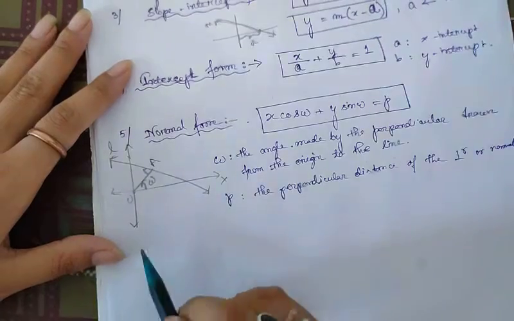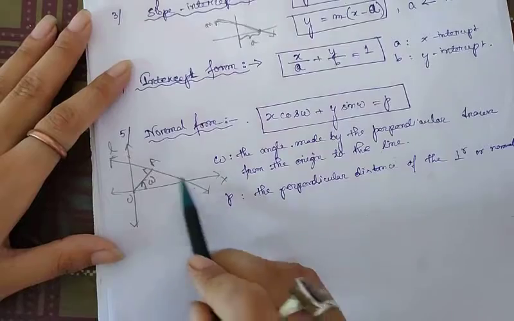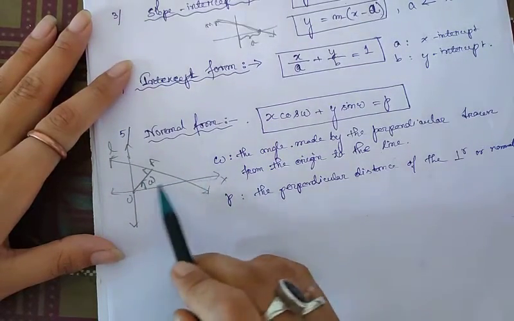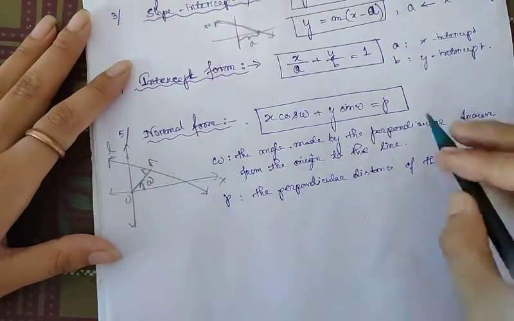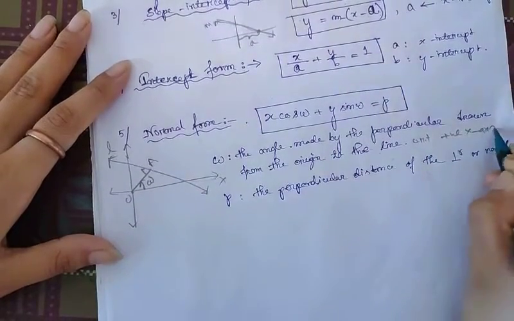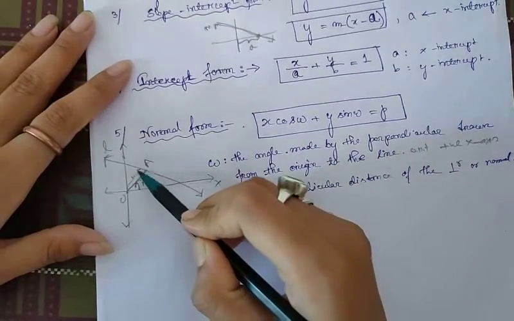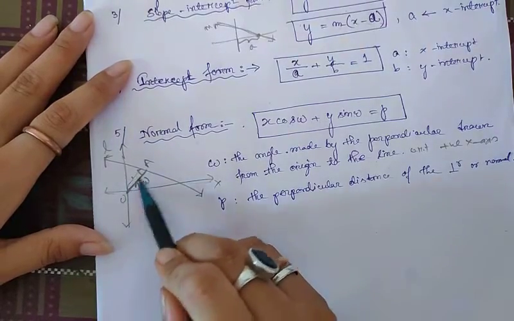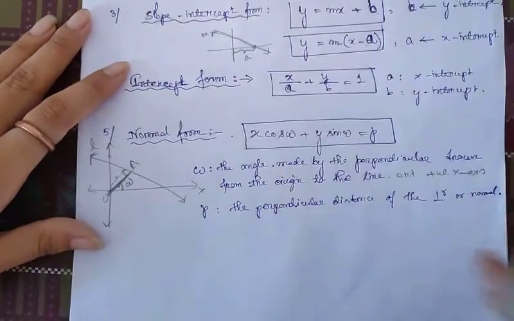Omega is the angle made by the perpendicular drawn from the origin to the line with respect to the positive x-axis. ঠিক আছে, and what is p? p is the length or distance of the perpendicular drawn from the origin to the line. So this is the normal form.